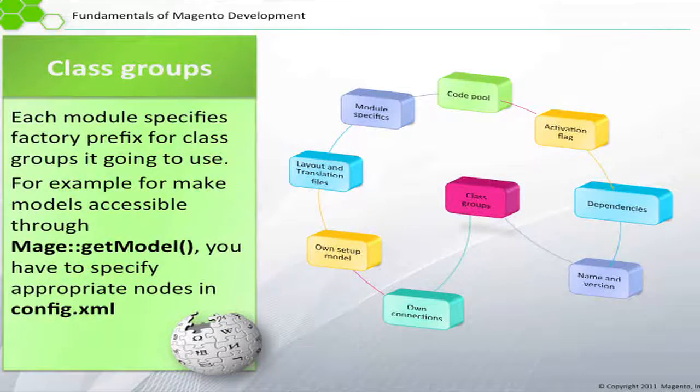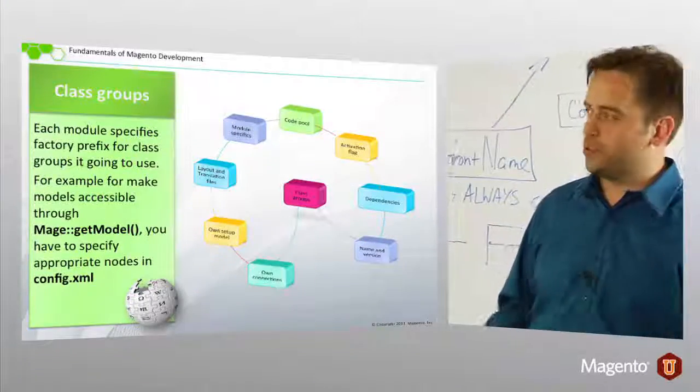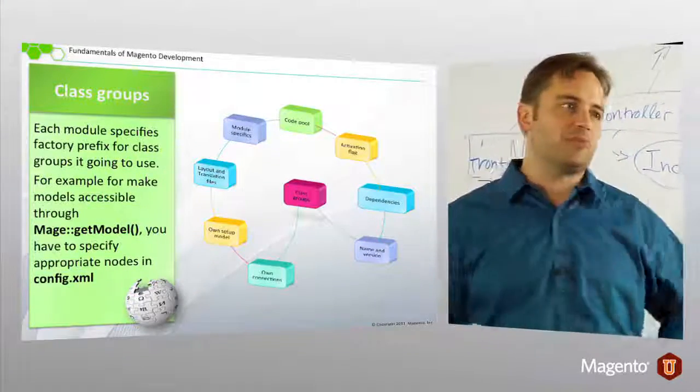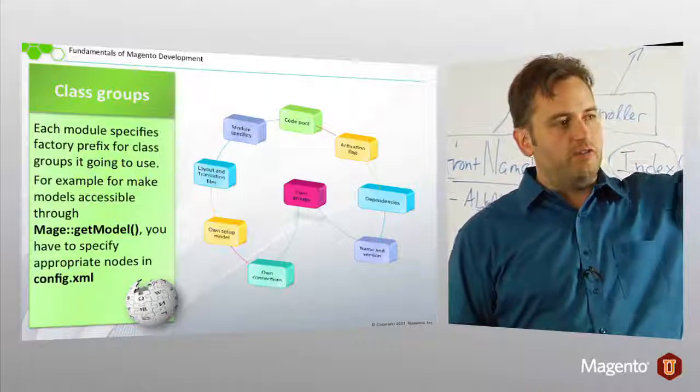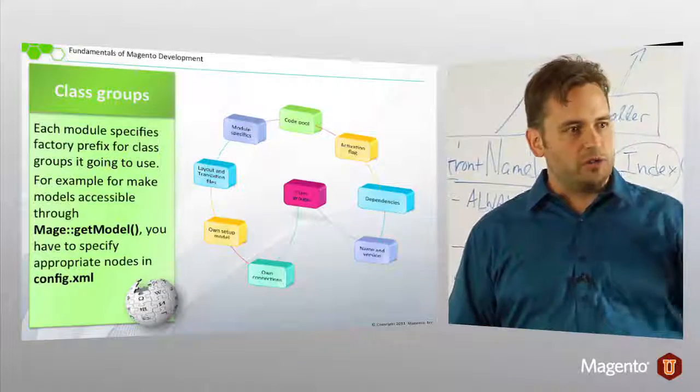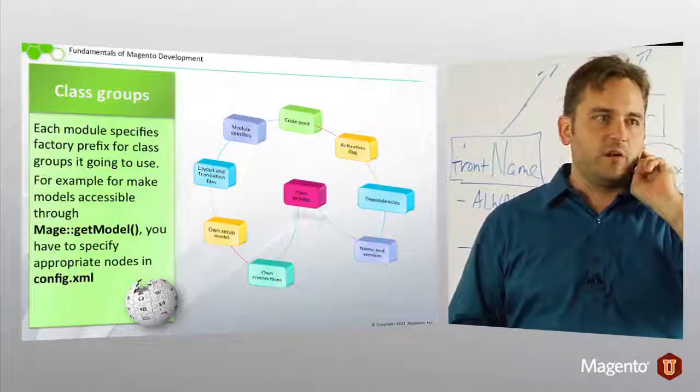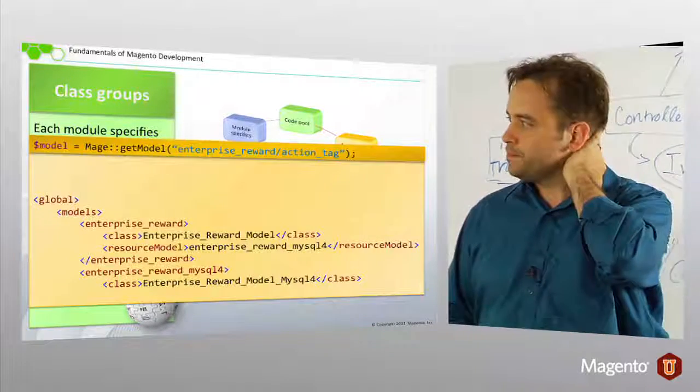Class groups. We were looking at class groups, right? I know I'm blowing through these things. We've been through all this stuff, and this exercise at the end of this really deals with this directly. Class groups, that's what we have under config global, blocks, models, and helpers. And inside there, we set up our class groups.